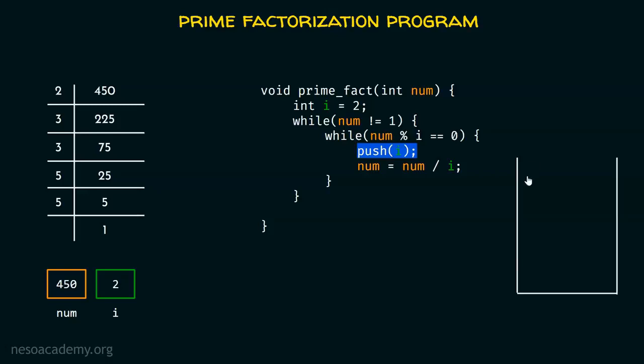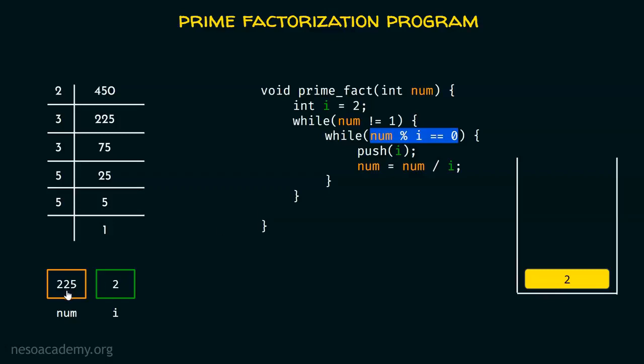Here, obviously we need a stack for the purpose of pushing this element onto stack. Here, this element will get pushed inside stack. After this, we have to update our num variable. Here, obviously, num must be replaced by num divided by I. Num divided by I is 225. Therefore, we will replace this value 450 by 225. The next step is to divide this number by 2. Again, we will try to divide this number by 2.